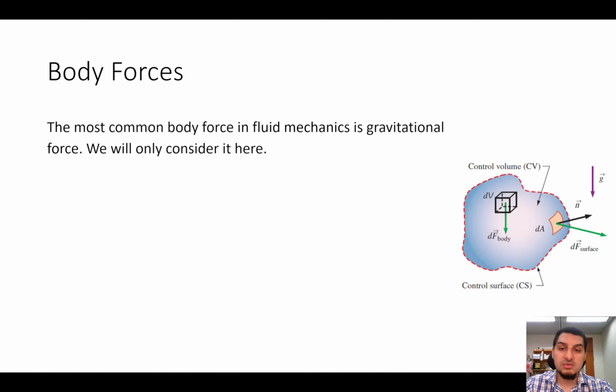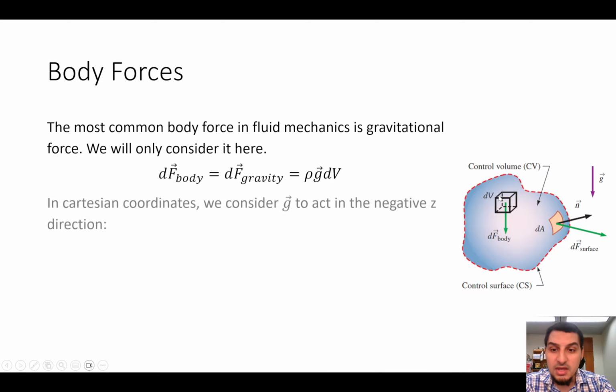So for the body forces, as we said, we are going to include only gravity, and in this case the differential body force is the differential gravitational force, which is rho g dV. So this is the differential. We're doing this on a differential volume, which is this very small volume here.